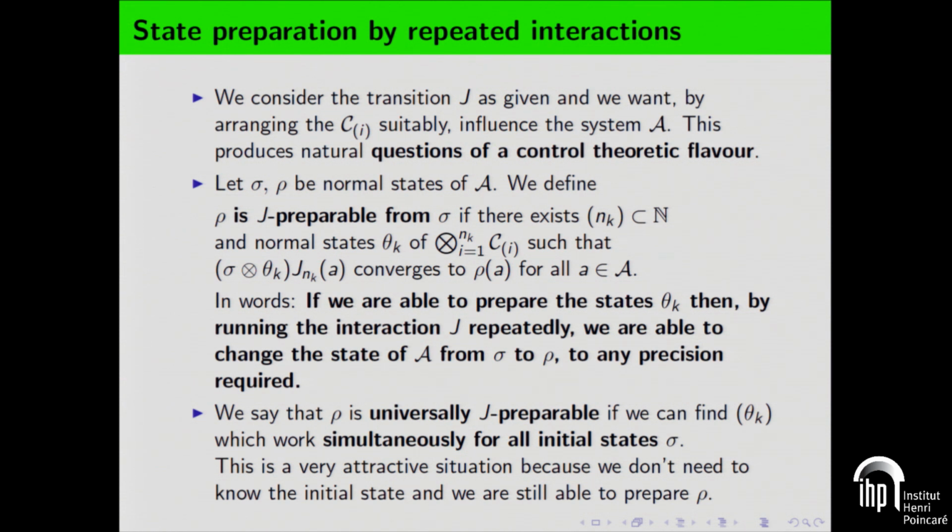Does the sequence n_k depend on your rho, or not necessarily? In the universal case, you mean? In the first case, it certainly depends on rho exactly. You want to have rho, and you choose the theta_k accordingly to get rho.